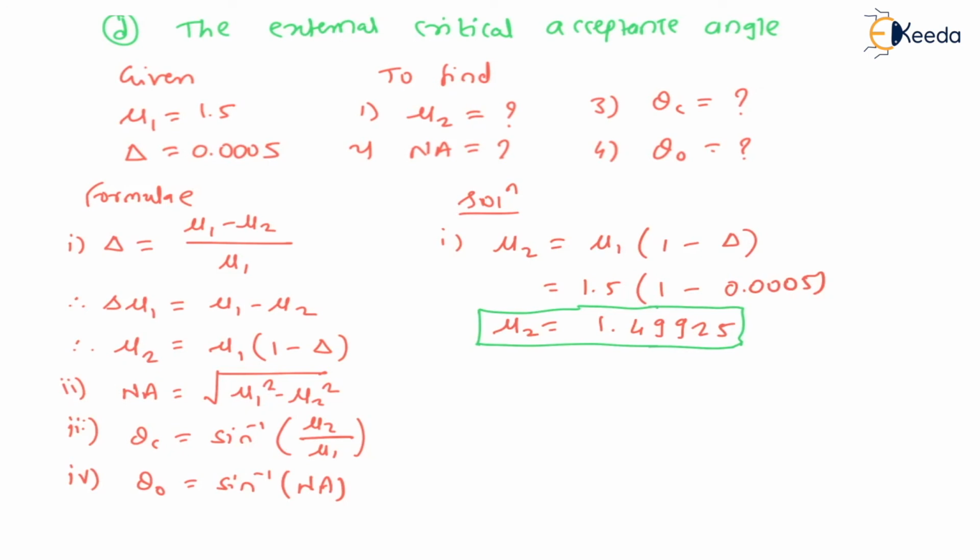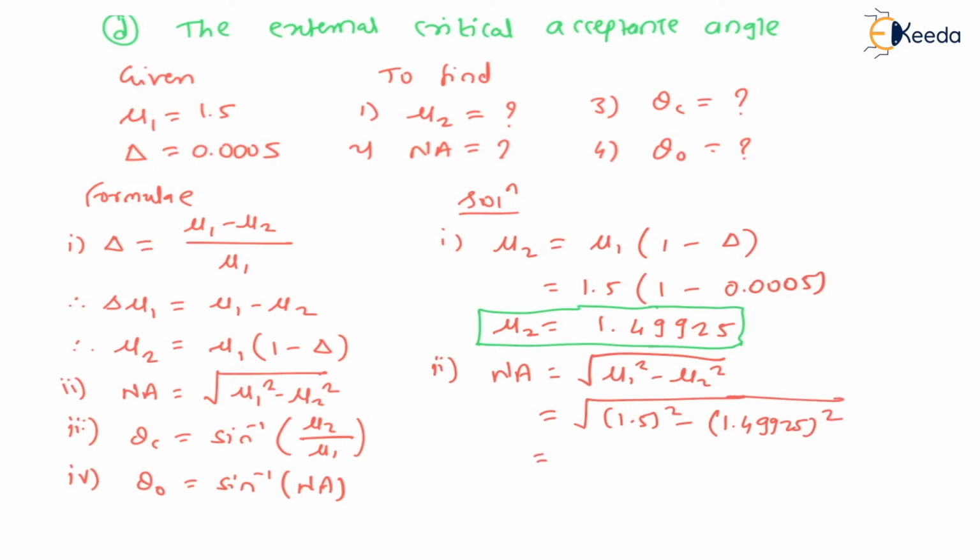Then now we'll go for the second one, NA. The formula for NA is again quite simple: under root mu1 square minus mu2 square. The value of mu1 is 1.5, bracket square, minus mu2, and here we have the value of mu2, 1.49925, bracket square. By doing calculations we'll get the value of NA as 0.0474. So this is the value of NA, that is numerical aperture. So now we get the value of NA as well.